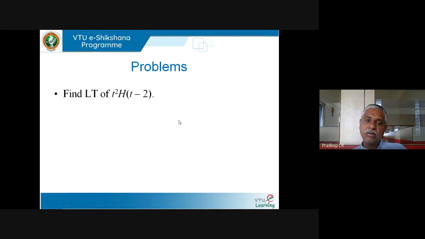Here, I want to find the Laplace of t square into h(t minus 2). This is not like k(t). The earlier example was like k(t), where k(t) is f of t minus a into h of t minus a, with both t minus a and h(t minus a) present. But in this problem, I have t square times h(t minus 2). It's not t minus 2 whole square, it is t square. Now I want to write t square in terms of t minus 2 whole square. How do I do that?